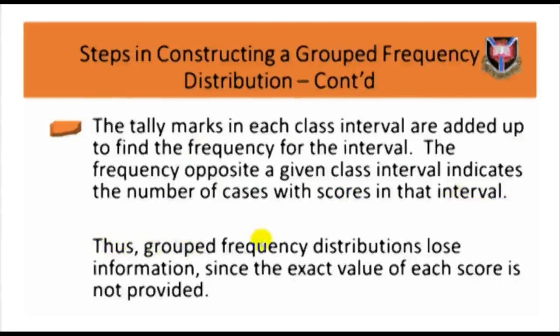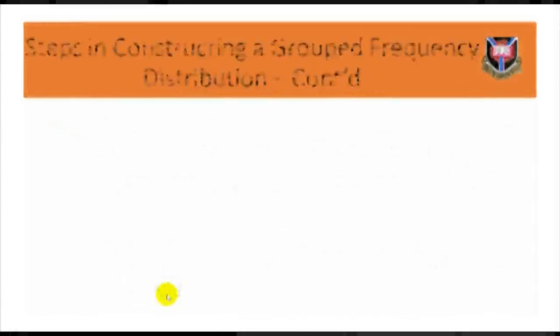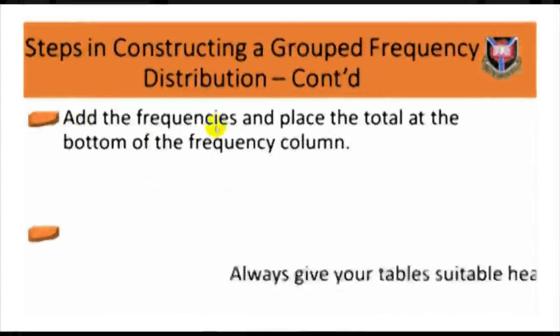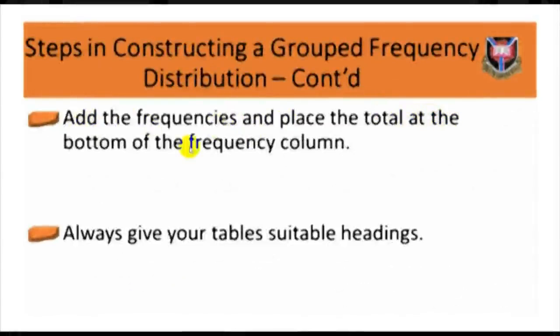Thus, group frequency distributions lose information since the exact value of each score is not provided. Number 6. Add the frequencies and place the total at the bottom of the frequency column. 7. Always give your tables suitable headings.